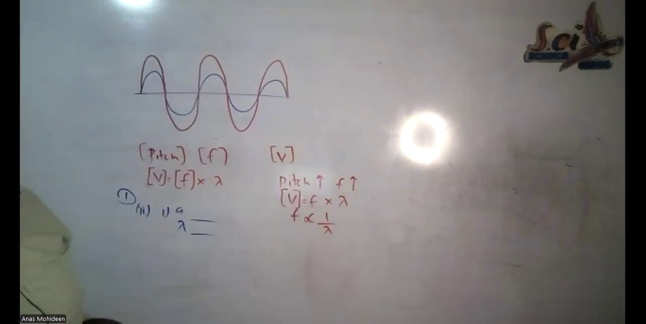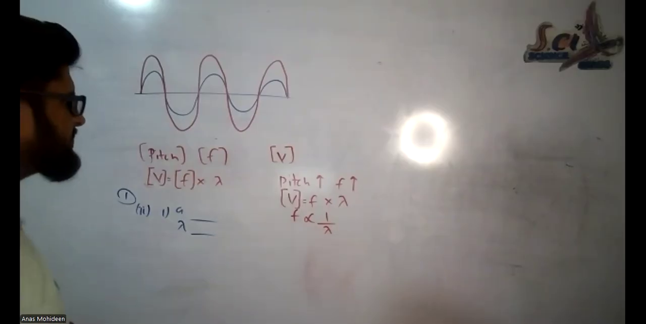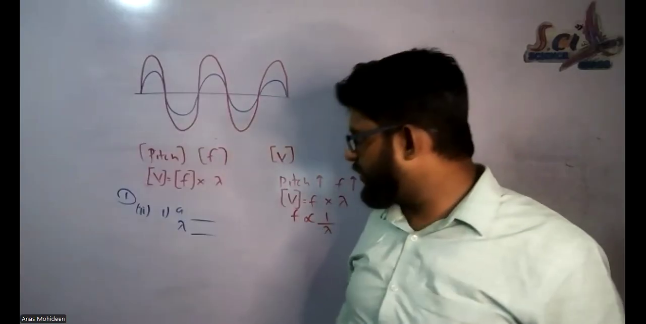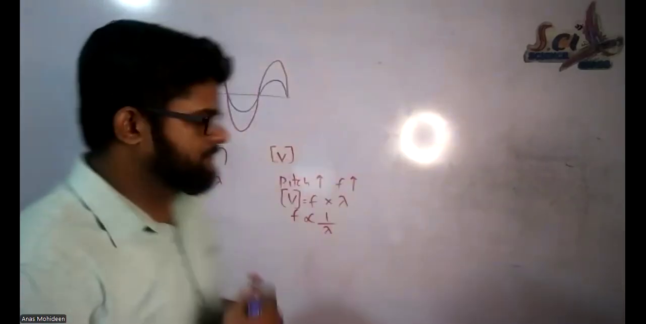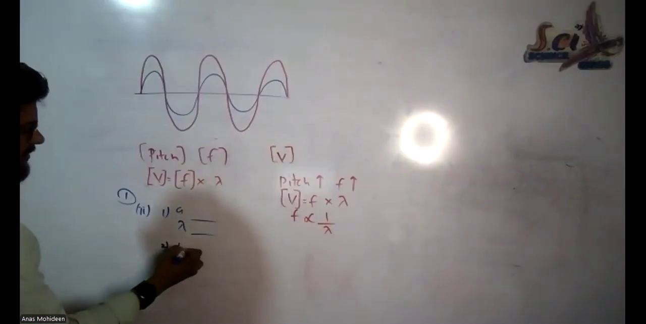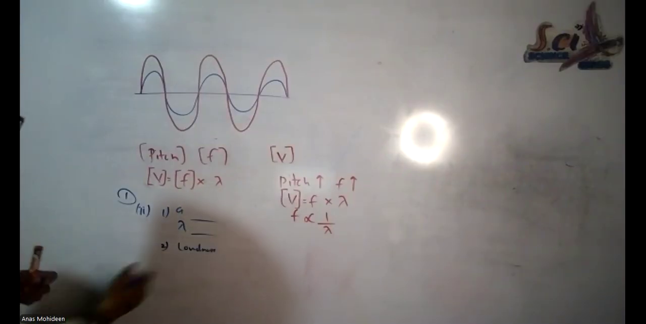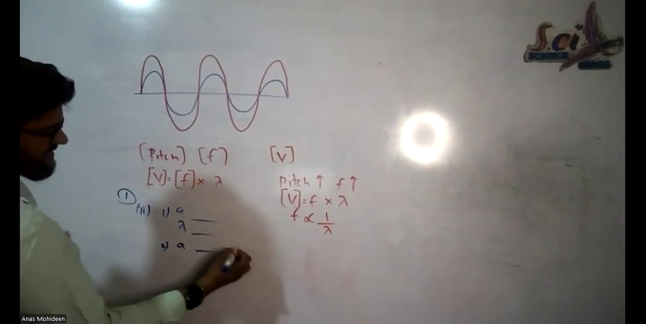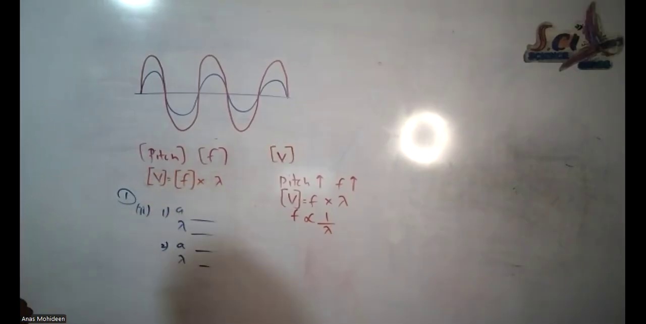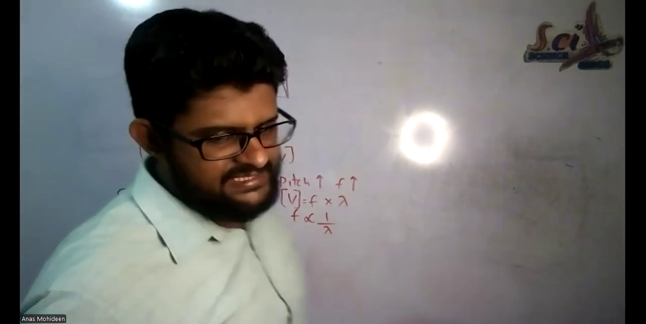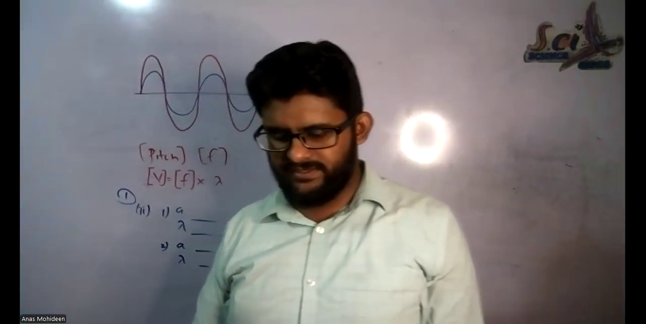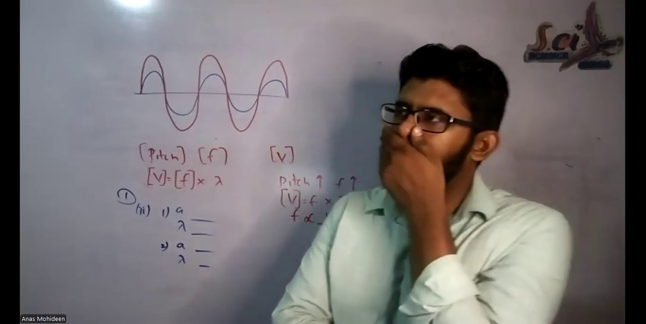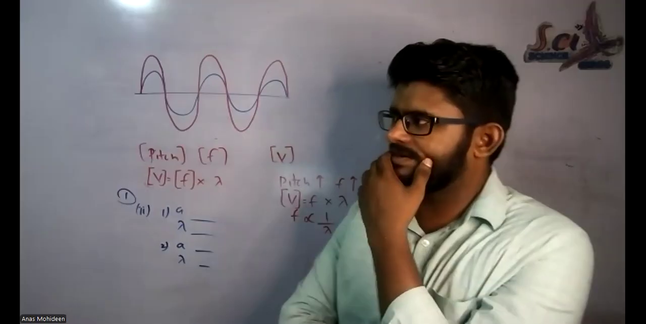So wavelength decreases. And the question asks, what about the amplitude? Now, constant loudness is given, right? If the loudness is constant, there is no change in amplitude. So how do we write the answer? Question 2. It's asking me the amplitude. Write the amplitude there: A stays the same as the loudness is constant.